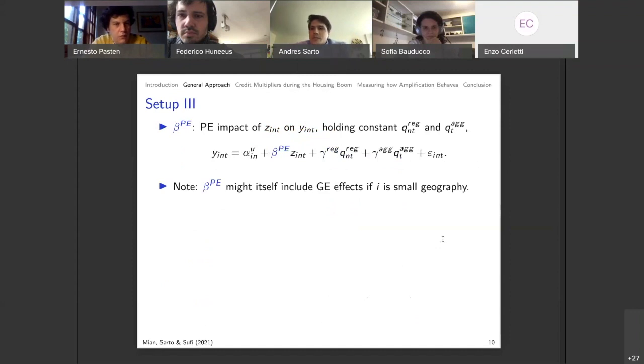So the coefficient on Z, that's what I'm going to call the partial equilibrium effect. I'm going to call it that because it measures the effect of Z on Y, holding constant both the regional and the aggregate price. Of course, if we are already working with some level of aggregation, this PE effect is going to already have some G interactions. I'm still going to call it a partial equilibrium effect because in my setup I'm holding constant the regional and the aggregate price. Okay.